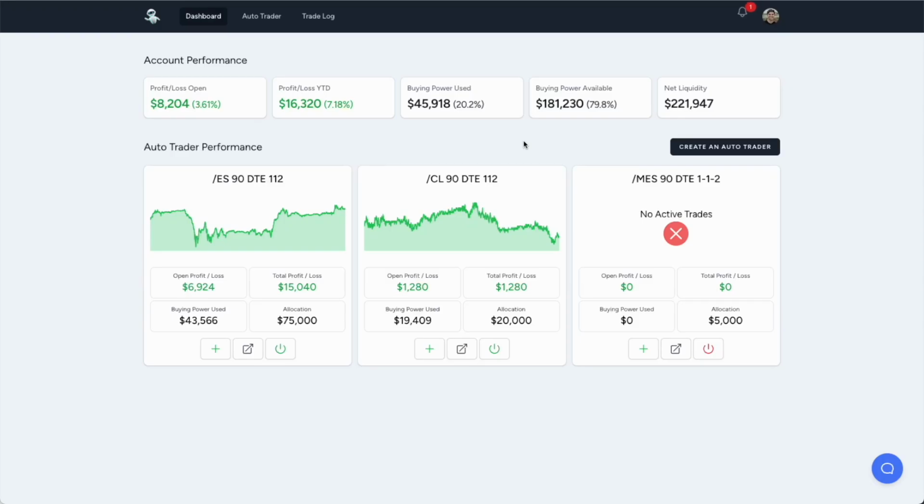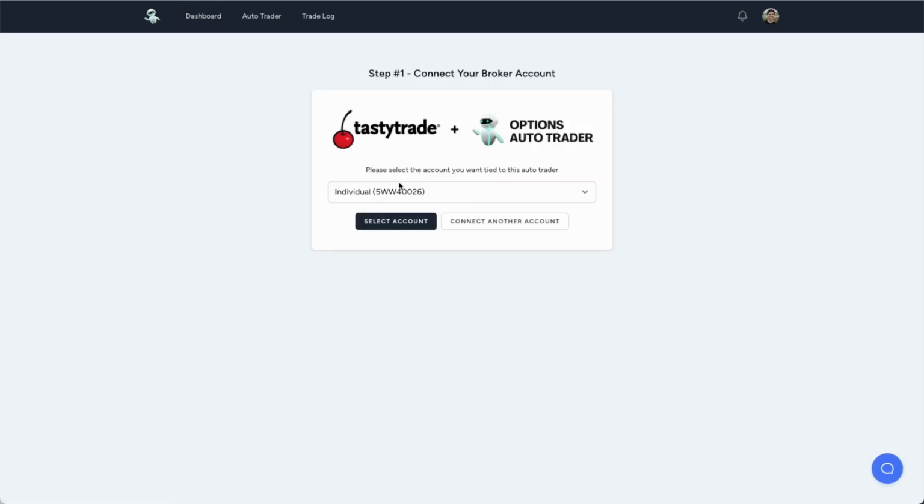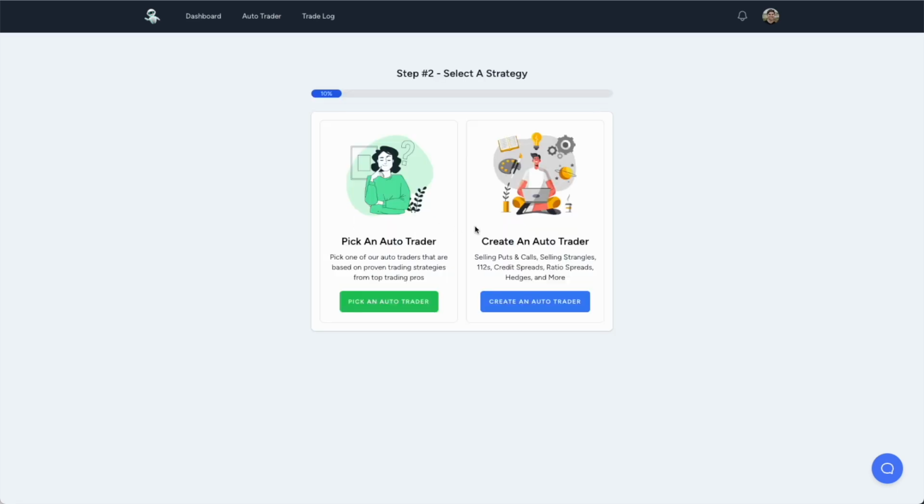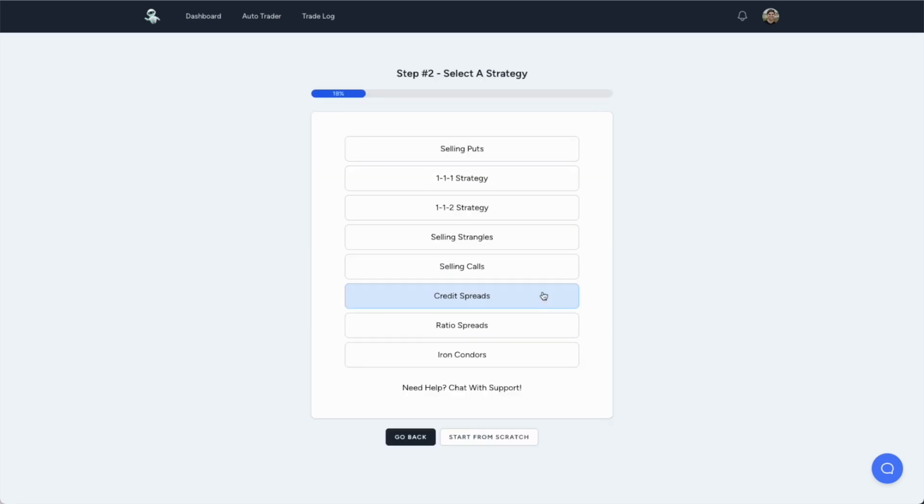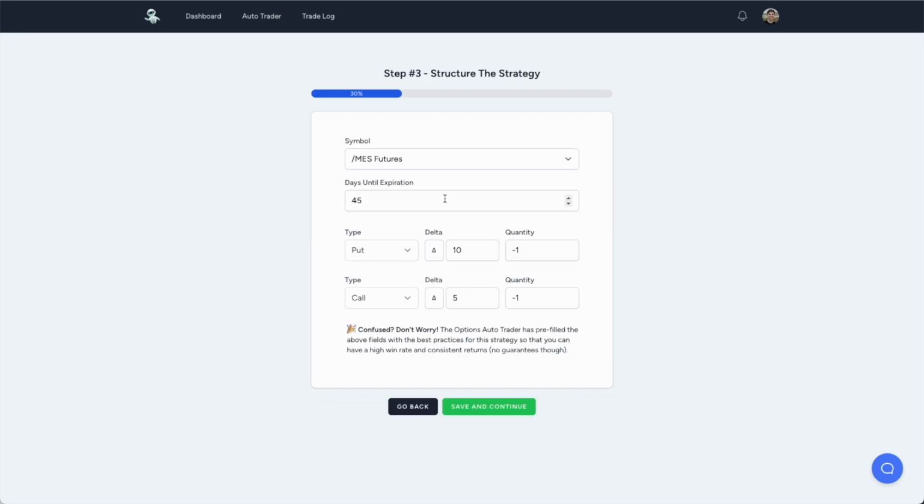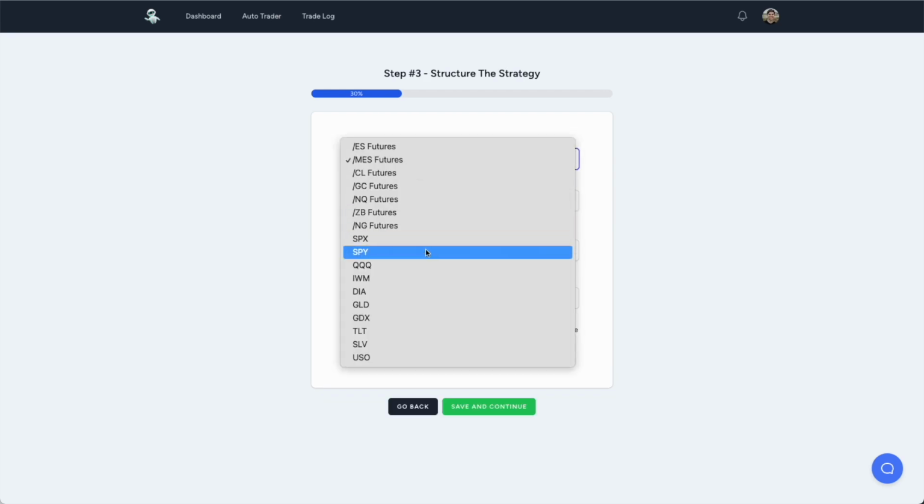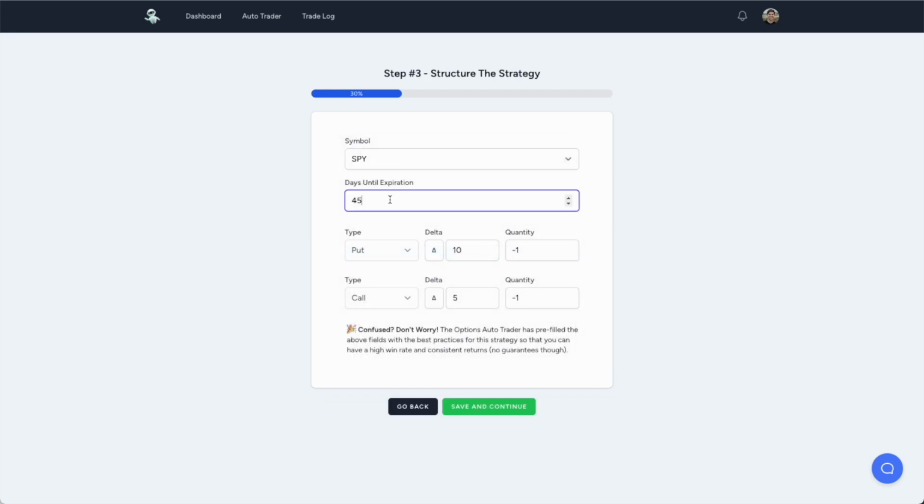I'm going to quickly walk through how to automate the Tasty Trade 1 standard deviation strangle, which is their go-to strategy, and now you can automate it. So just click on create an auto trader. First, I'll show you how to set it up from scratch, and then I'll show you how to import it. So first you connect your account, click on create an auto trader, do selling strangles, and then again, you can pick the asset you want to do it on. They do it on SPY, roughly 45 days out.